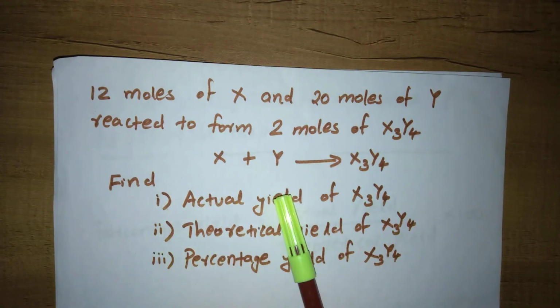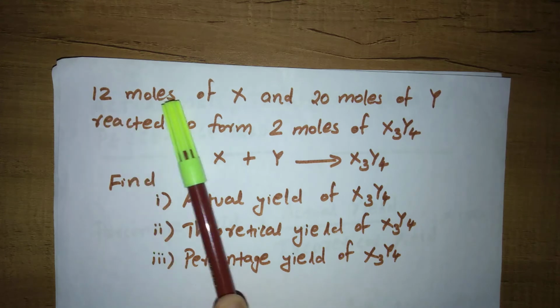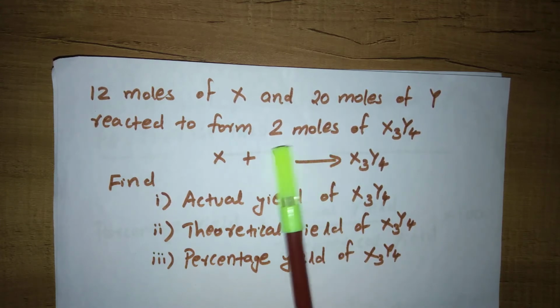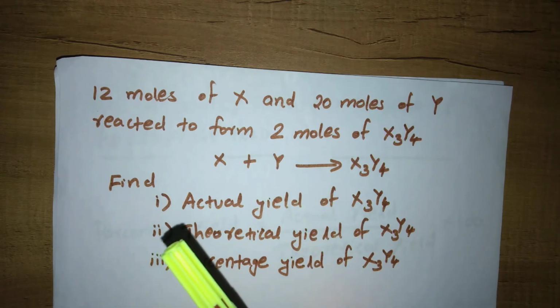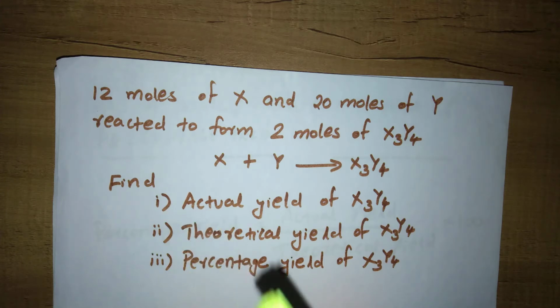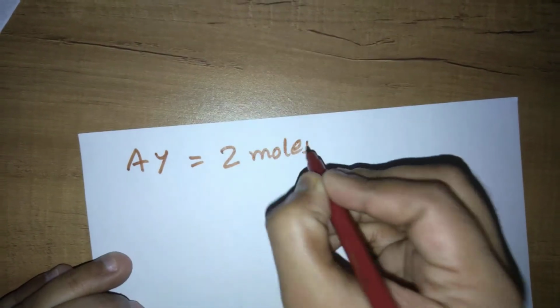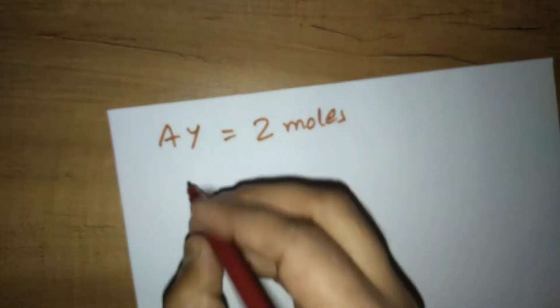First question, actual yield. What is actual yield? The experimentally obtained value. From the question, 12 moles of X and 20 moles of Y reacted to form 2 moles of X3Y4. These 2 moles are the experimentally obtained value, so this is the actual yield. In short form, AY equals 2 moles. Next, the theoretical yield of X3Y4, in short form TY.